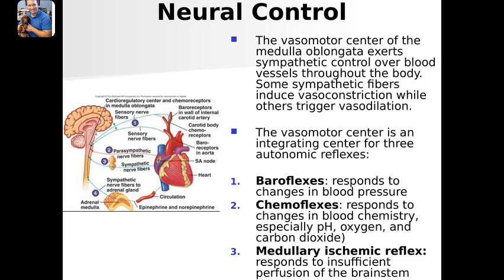And finally, there's the medullary ischemic reflex. Ischemia means poor blood flow, like disease as a result of poor blood flow. So should there be insufficient blood flow, the brainstem will pick up on this and try to fix it.